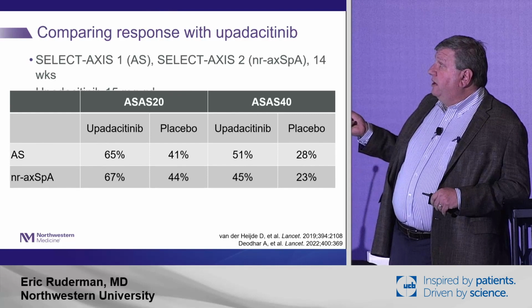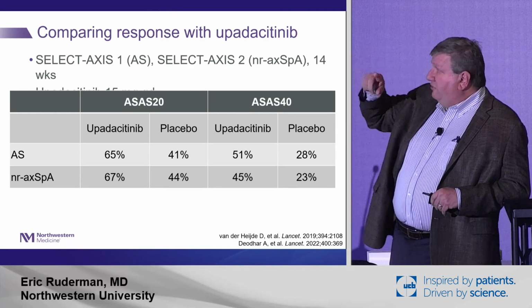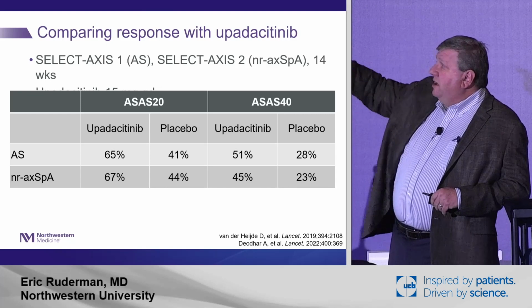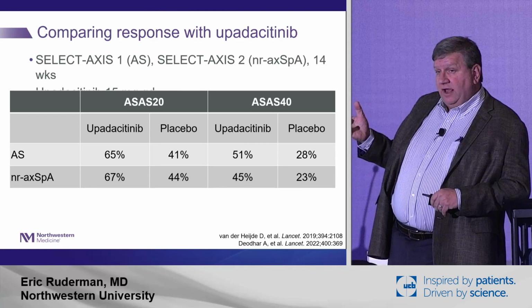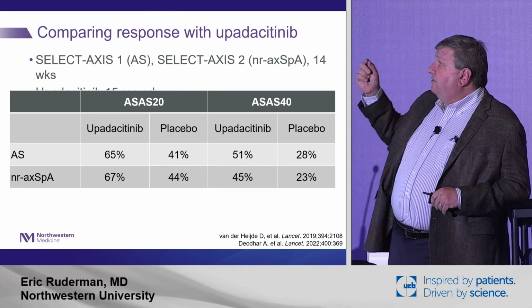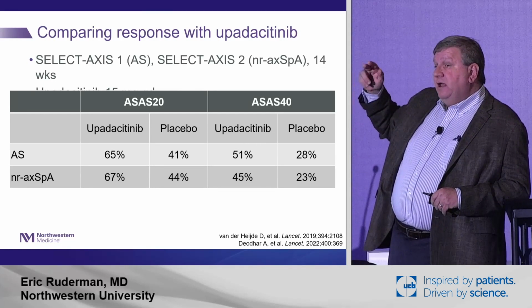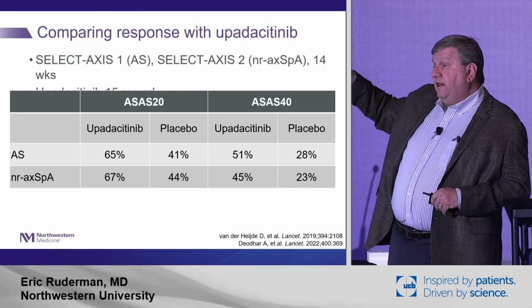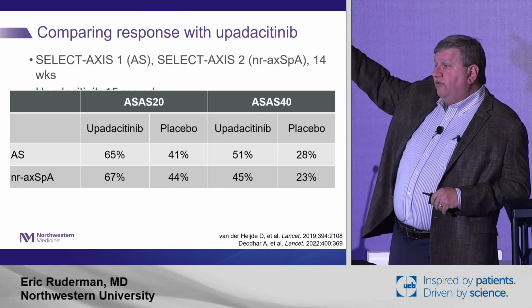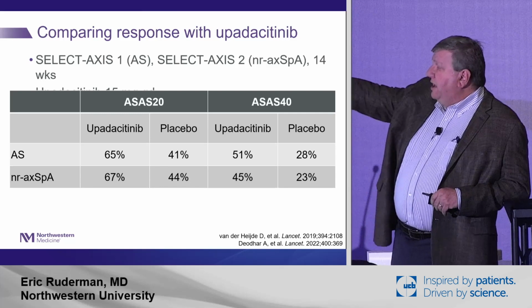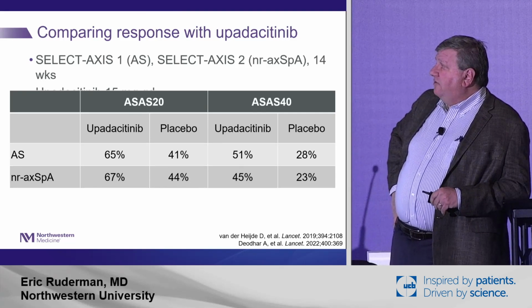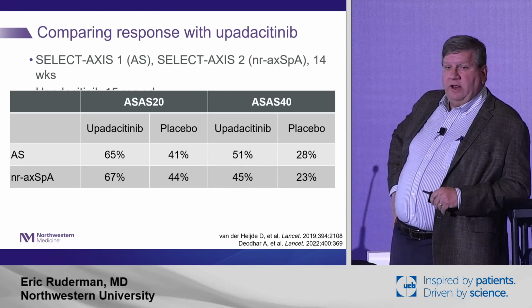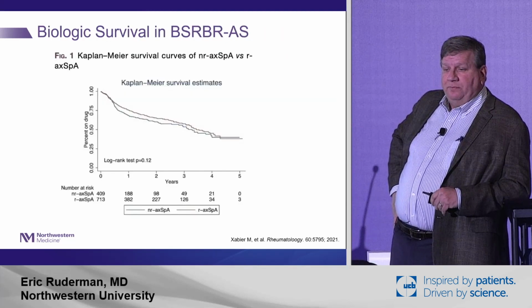And then the last one I'll show you is now moving into JAK inhibitors, upadacitinib, two different studies. I showed you some of these studies yesterday. We talked about JAKs. The Select Axis study was the AS study. That was their phase 2-3 AS registry trial. And then the Select Axis 2, which was the one that had both AS failing a biologic, but in the arm that was non-radiographic disease, again, you see the response rates at both an ASAS-40 and an ASAS-20, very similar whether you had AS or non-radiographic disease.